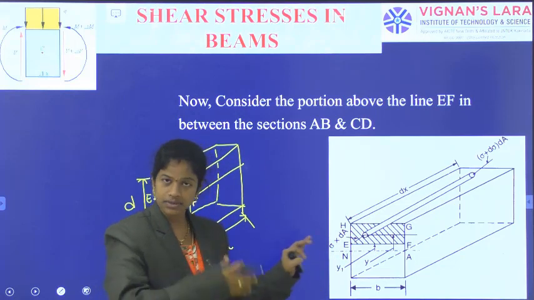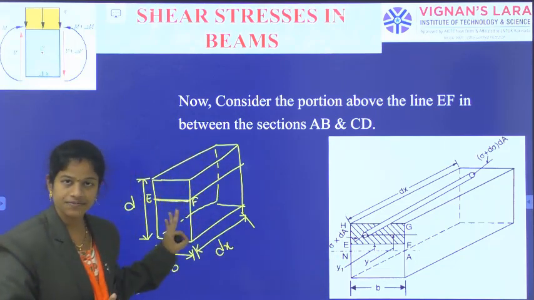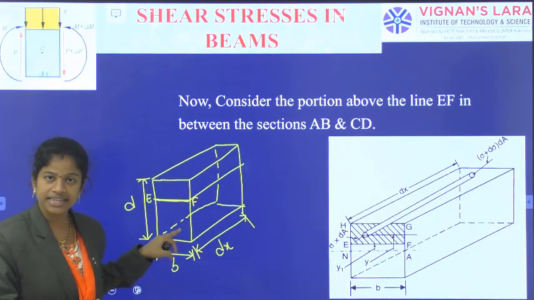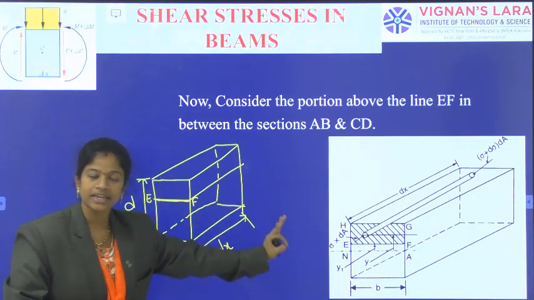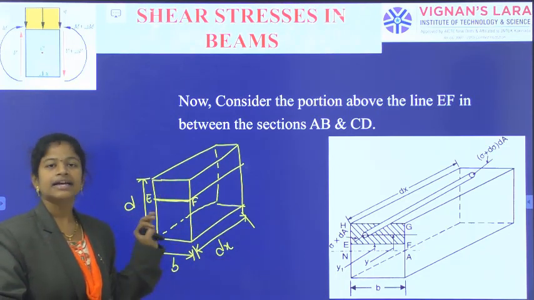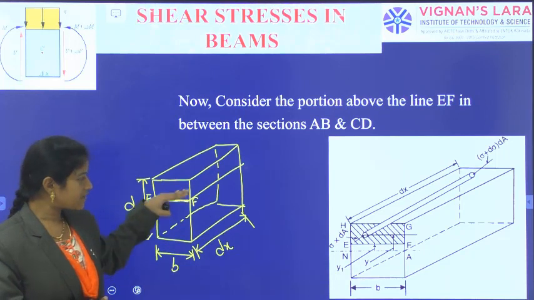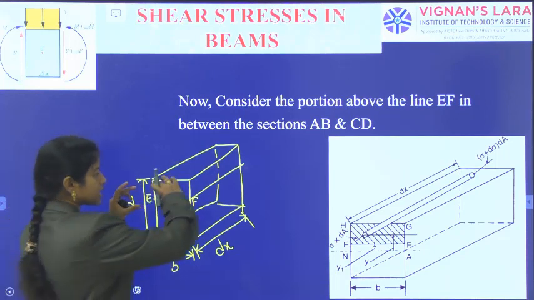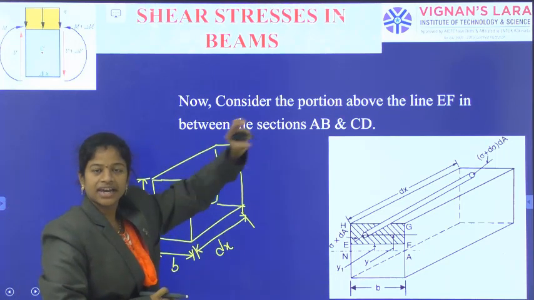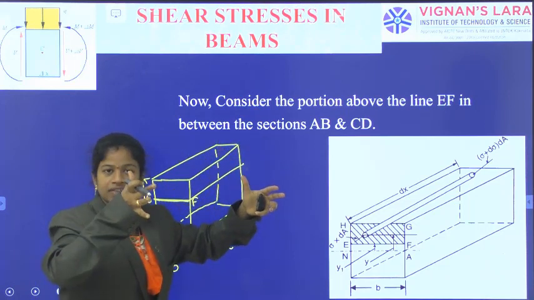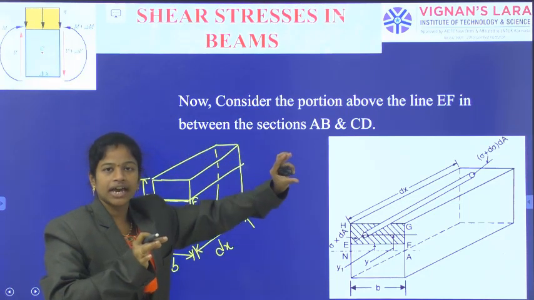Don't think about all the terms, those will be added later. Only the first term is being explained: we are considering the portion between AB and CD, and the portion above the level EF in between those segments. So the section is completely solid, and I am considering the top portion.